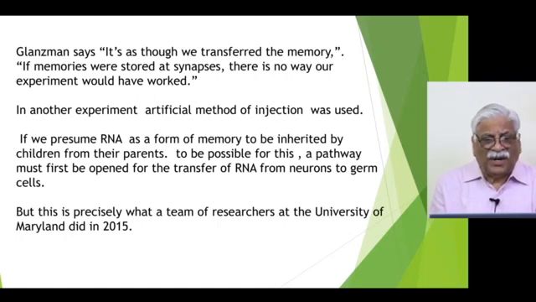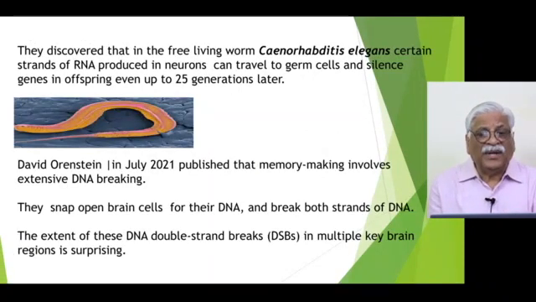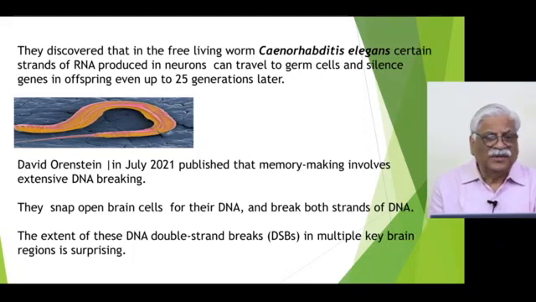In another experiment, an artificial method of direct injection was used to transfer the memory. If we presume RNA as a form of memory to be inherited by children from their parents, then for this to be possible, a pathway must first be opened for the transfer of RNA from neurons to germ cells. But this is precisely what a team of researchers at the University of Maryland did in 2017. They discovered that in the free-living worm known as Caenorhabditis elegans, certain strands of RNA produced in neurons can travel to germ cells and silence genes in offspring even up to 25 generations later.